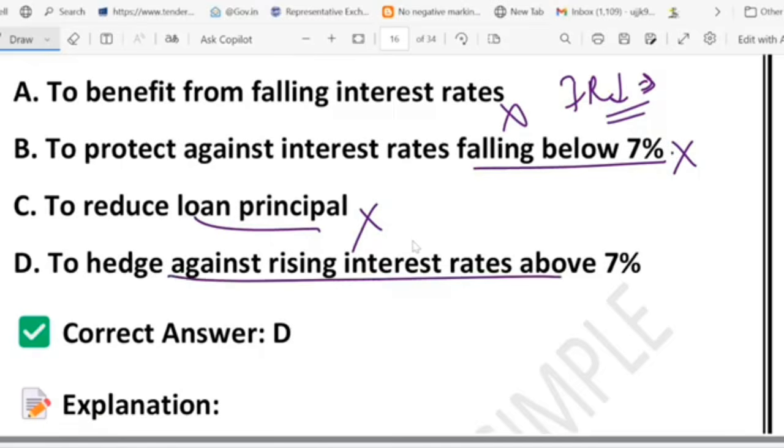Option D says to hedge against rising interest rate above 7%. Yes, this is perfect. That is exactly why Raj bought the cap. He is afraid that LIBOR will go above 7%, which means higher interest outflow. So the cap makes sure that his cost does not rise beyond 7%, no matter what LIBOR does.